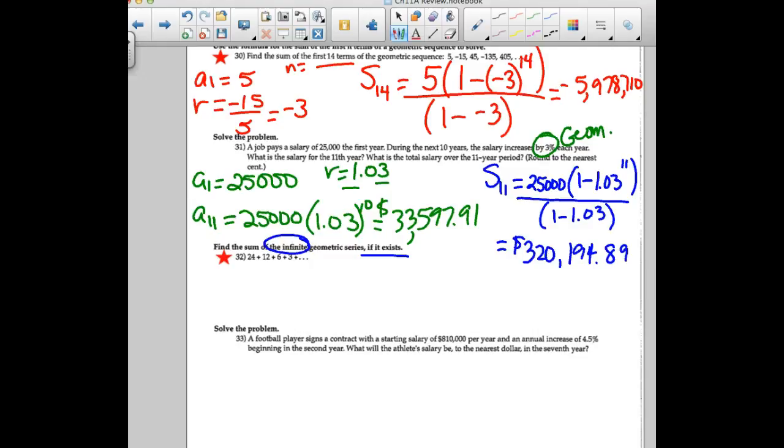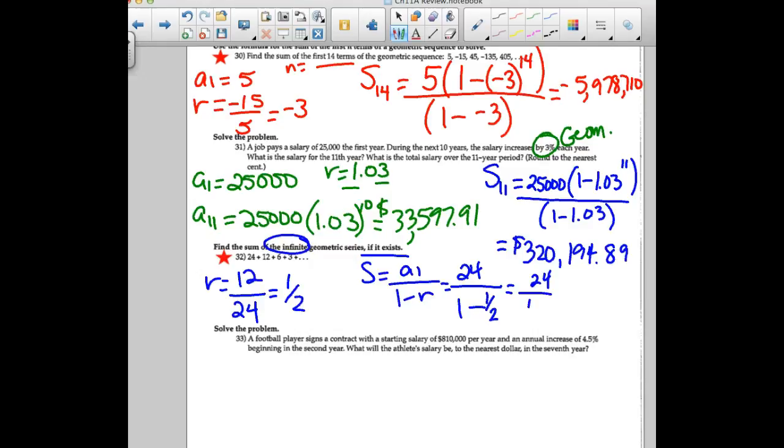All right, this is our smaller formula. S equals a sub 1 over 1 minus r. So our first term we are given is 24. We need 1 minus our r value. R, remember, is found by taking the second term divided by the first term. So 12 divided by 24 would be 1/2. So we plug that in. 1 minus 1/2 is 1/2. We have 24. We're dividing by 1/2, which is the same as multiplying by 2, which gives us 48 for a sum.